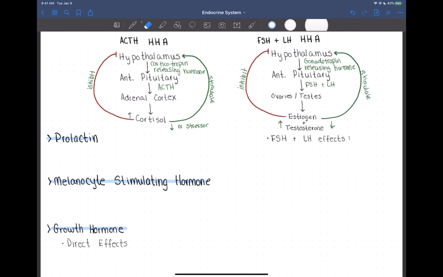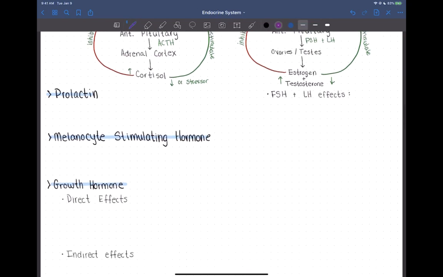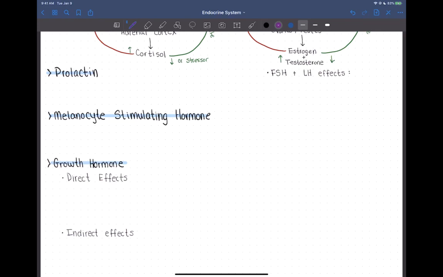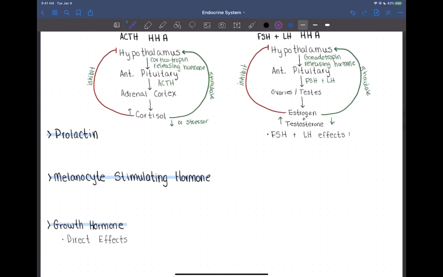I wanted to point out one more thing before we move on from that topic, and that is the effects of follicle stimulating hormone and luteinizing hormone. As tropic hormones, we discussed how they both cause the ovaries and the testes to release hormones, either estrogen or testosterone, but they also have some additional effects.